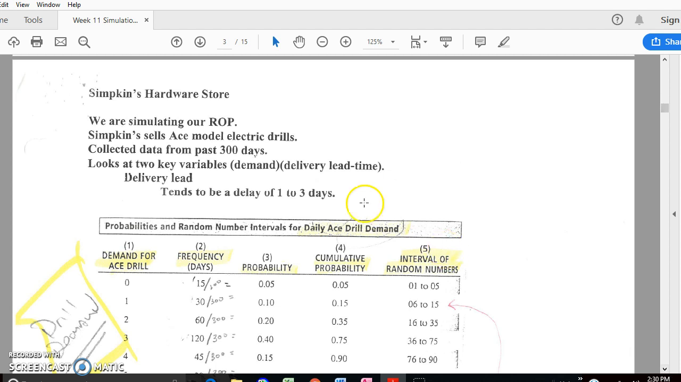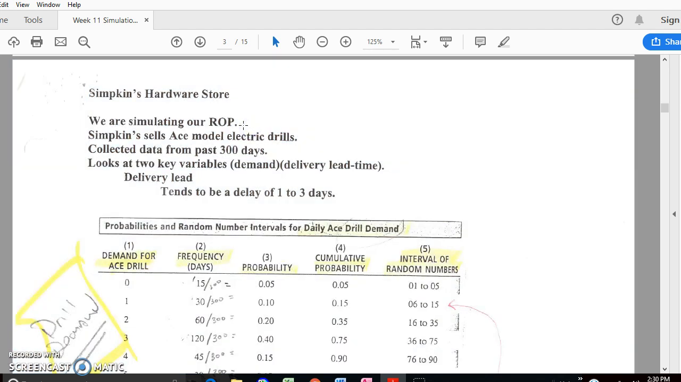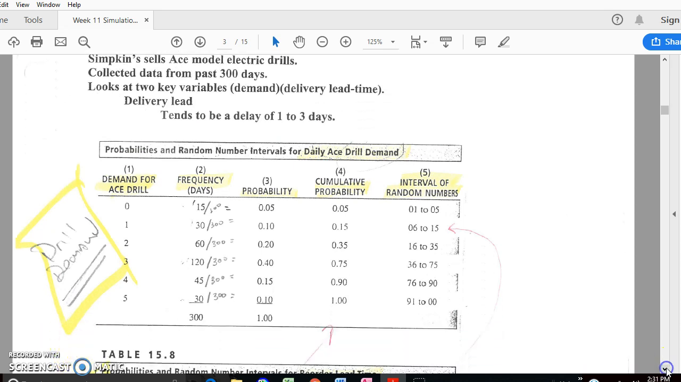The second problem in the chapter was Simpkin hardware store, where they had a reorder point. They reorder drills when the inventory drops to 5 drills. And they collected data over 300 days, and they looked at a lot of different issues, but delivery tends to take between 1 and 3 days. We can create two different distributions and integrate them, and that's really the basis for doing a simulation.